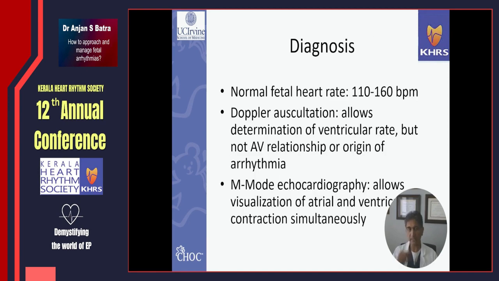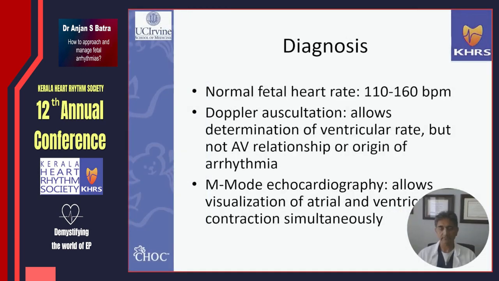When we look at the normal fetal heart rate, the range is between 110 to 160 beats per minute. Doppler auscultation allows determination of the ventricular rate, but not AV relationship or origin of the arrhythmia. M-mode echocardiography allows visualization of the atrial and ventricular contraction simultaneously.